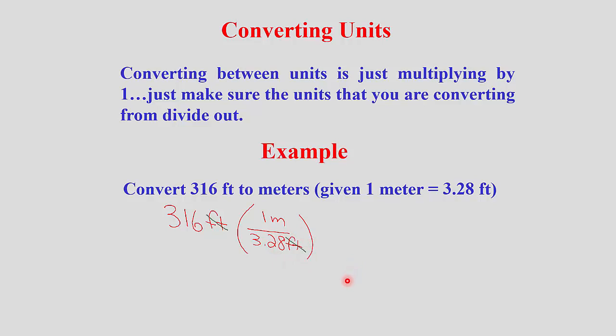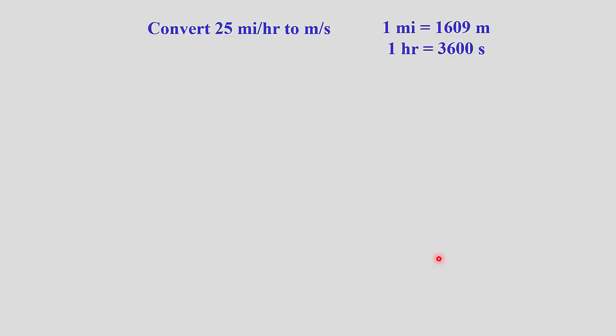And so when I multiply this out, I get that 316 feet is equivalent to 96.342 meters. So simple one-step conversions are fairly straightforward. You just look and make sure that the unit you're converting from is in the denominator. You have to be a little bit more careful when there are multiple units. So for example, converting 25 miles per hour to meters per second.